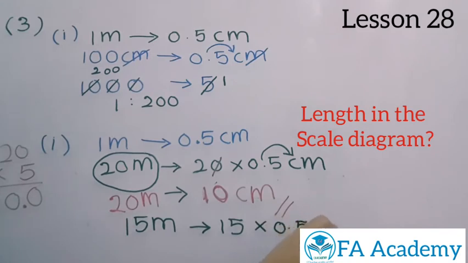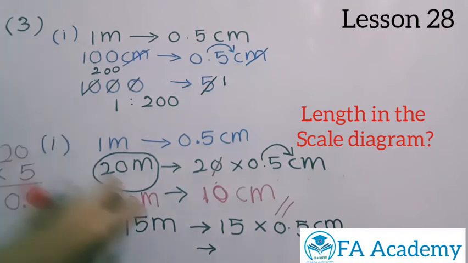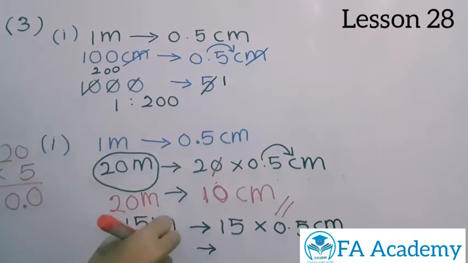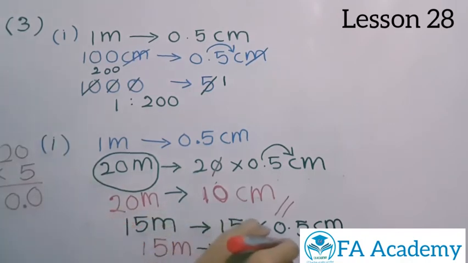That's what you are finding. So when you write like this, what will happen? Now you have to multiply, same as we did before. Now you have to multiply and find. So 15 meter actual length is represented by which length?